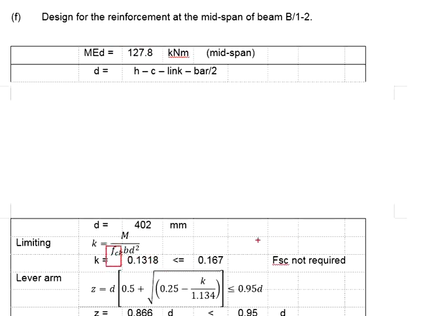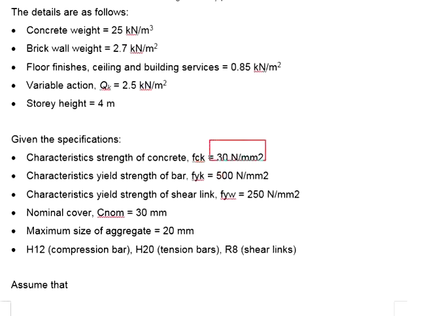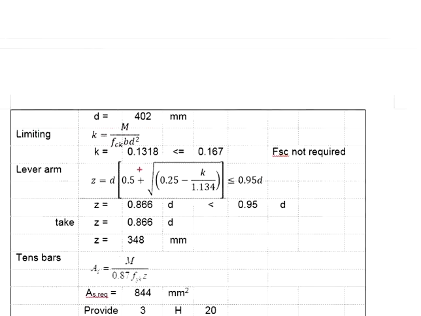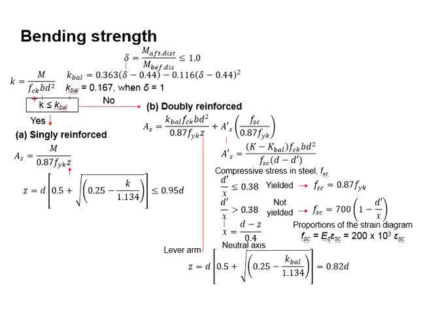FCK is given in the questions, which is 30 Newton per mm square. B is the width of the beam, which is 200 for the beam stretch B1 to 2. And then the D here will be 402 mm. The K now is found to be less than 0.167.